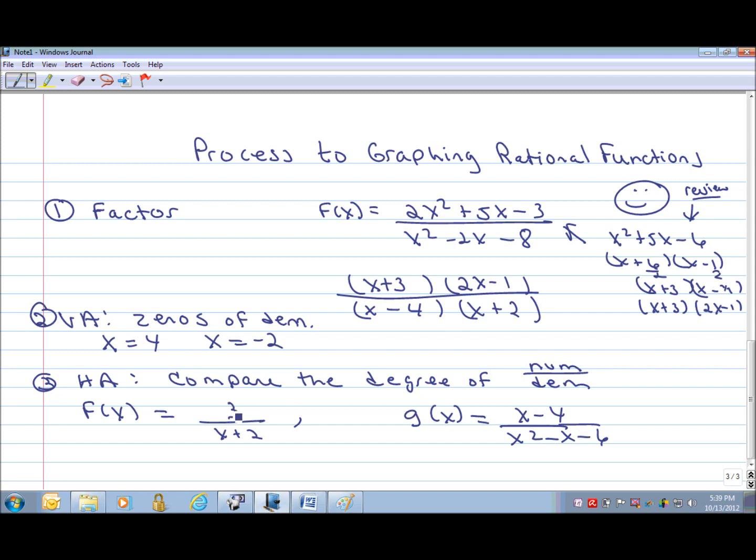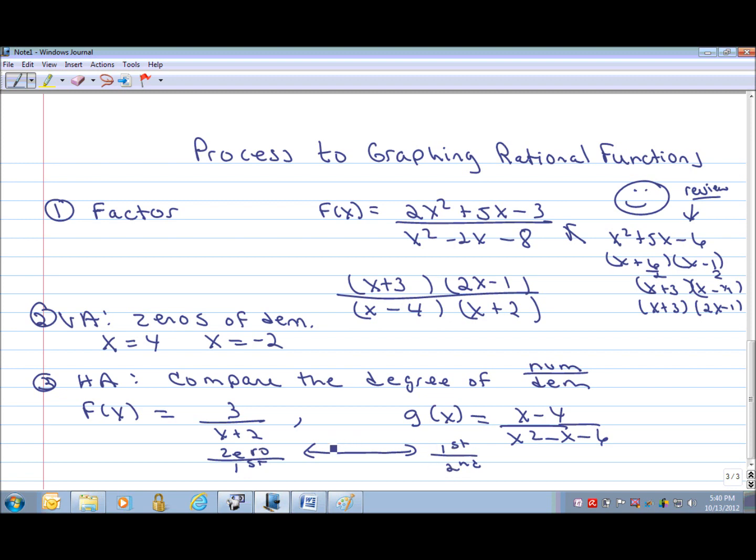The degree in the numerator here is a 0 degree, so we have 0 over a first degree. Over here, we have a first degree over a second degree. And we're just comparing the degrees. If I look at the numerator in both of these cases is less than the denominator. The degree of the numerator is less than the denominator.